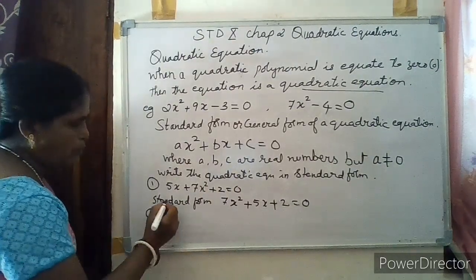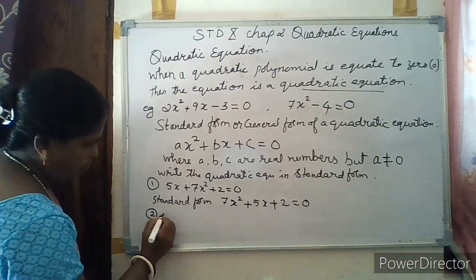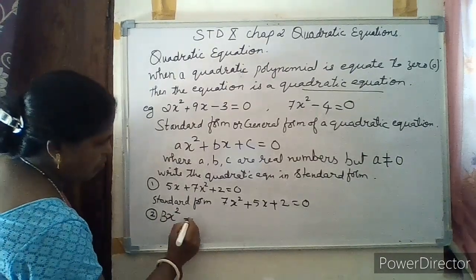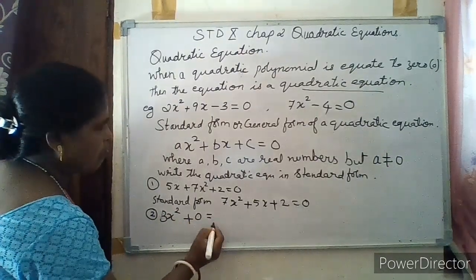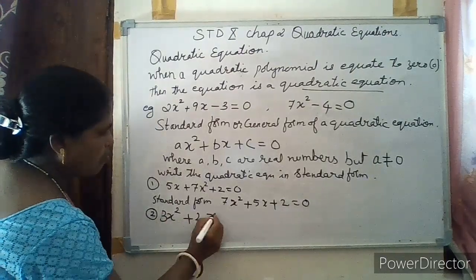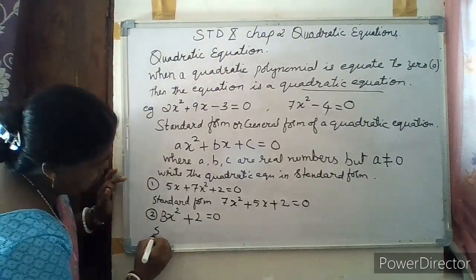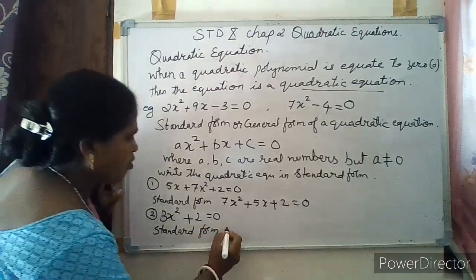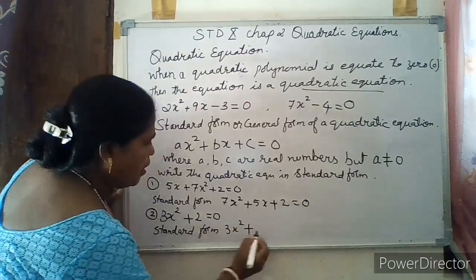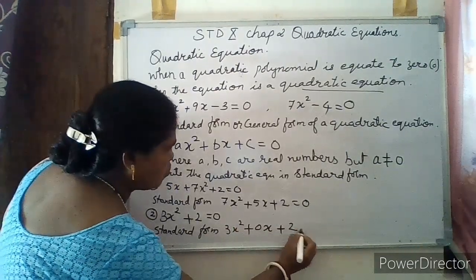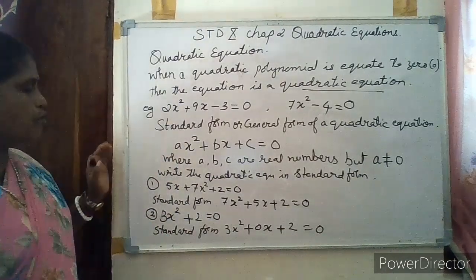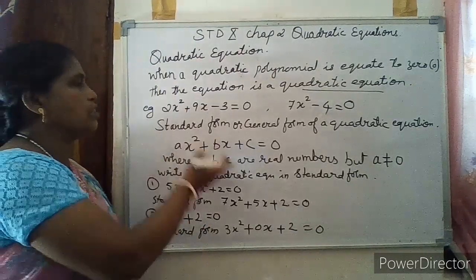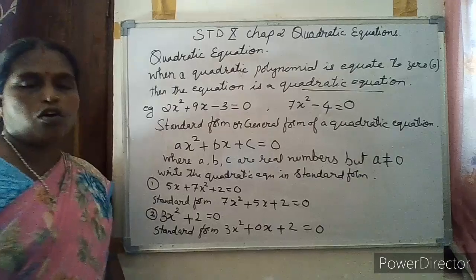Another example. Then the standard form will be 3x squared plus 0x plus 2 equal to 0. This is the standard form of the quadratic equation. This way you learned what a quadratic equation is and the standard form or the general form of the quadratic equation.